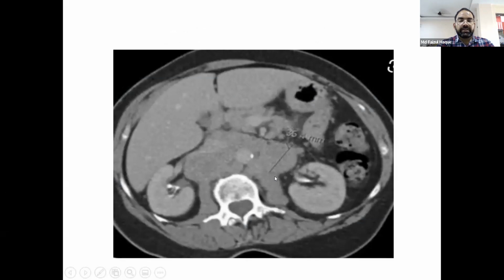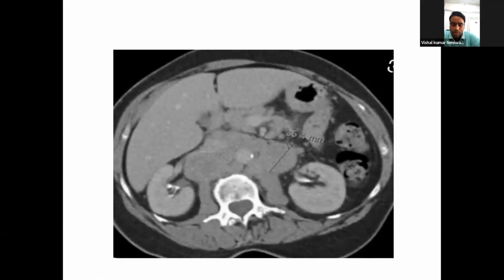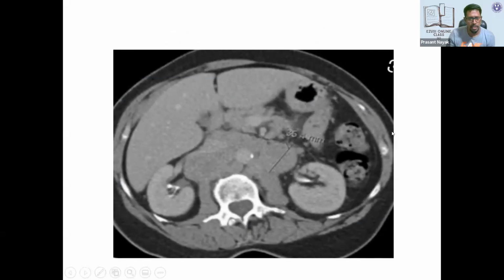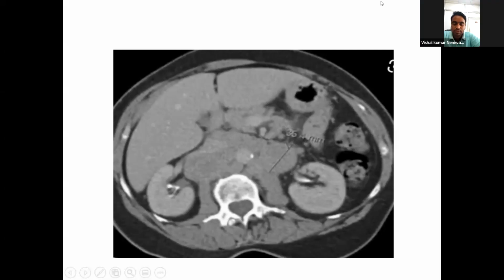What are you getting here? Cut section at the lumbar vertebra, sir, below the left renal hilum. This is the left pre-aortic lymph node. How large is the lymph node? They've written it there, around 35 mm. So it's about 3.5 centimeters.